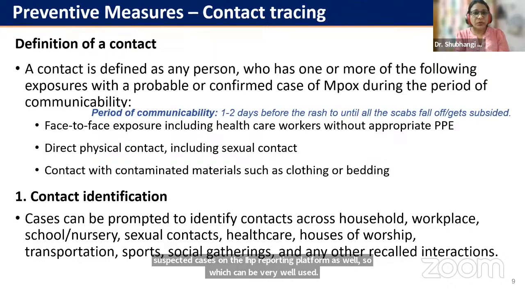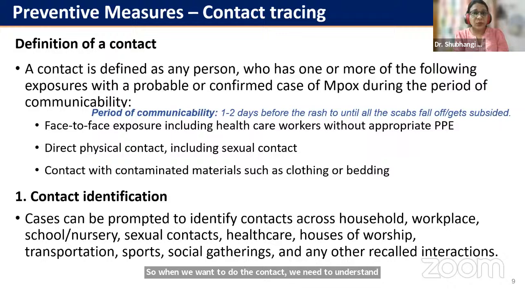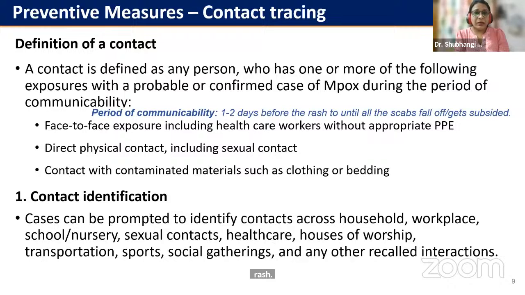When we want to do the contact tracing, we need to understand whom we will call a contact. A contact is defined as any person who has one or more of the following exposures with a probable or confirmed case of Mpox during the period of communicability. Communicability, we have seen, is 1 to 2 days before the rash until all the scabs fall off. The exposure can be face-to-face exposure, including healthcare workers without appropriate PPE, direct physical contact, including sexual contact, and contact with contaminated material such as clothing or bedding, etc.